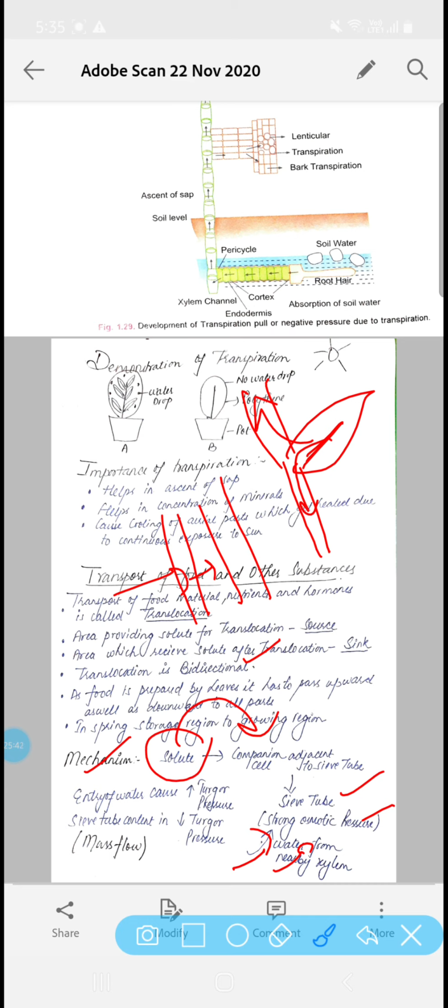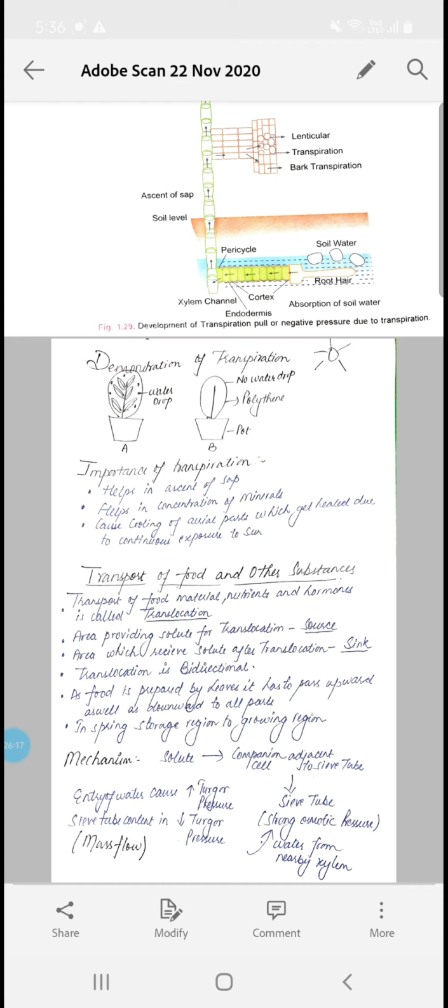As water flows inside the sieve tube, the entry of water causes high turgor pressure. As a result, the sieve tube content starts moving to the lower turgor pressure areas, and this flow of sieve tube content to the lower turgor pressure area is called mass flow or pressure flow.